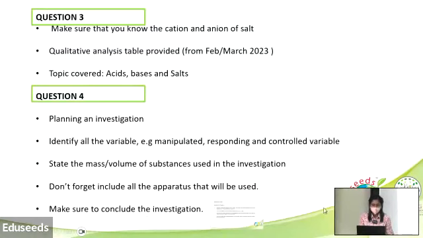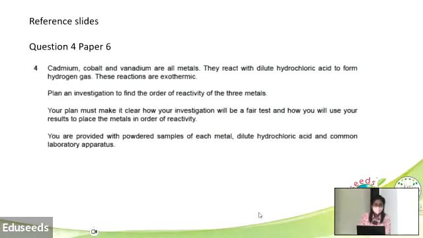I'm going to show you an example of question 4. Let's say this question. Look at this question. Cadmium, cobalt, and vanadium are all metals. They react with dilute hydrochloric acid to form hydrogen gas. These reactions are exothermic. You need to plan an investigation to find the order of reactivity of the three metals. So for the question given, you need to find what the manipulated variable, responding variable, and also the controlled variable are.